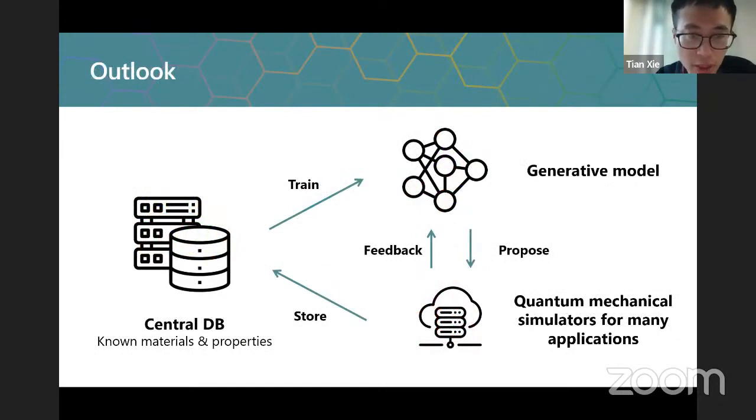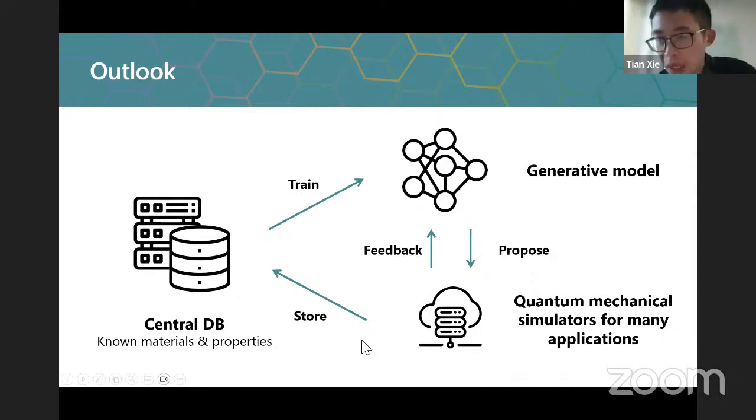So this is one way that I think this generative model can be used to move the field of material discovery forward. You could imagine that we could have a central database that collects all the stable materials and their corresponding properties. This database can then be used to train a generative model of materials. Then this generative model can be used to propose new materials for a broad range of applications, which can then be verified using quantum mechanical calculations, DFT. And this will generate new data, which can then be stored back into this database.